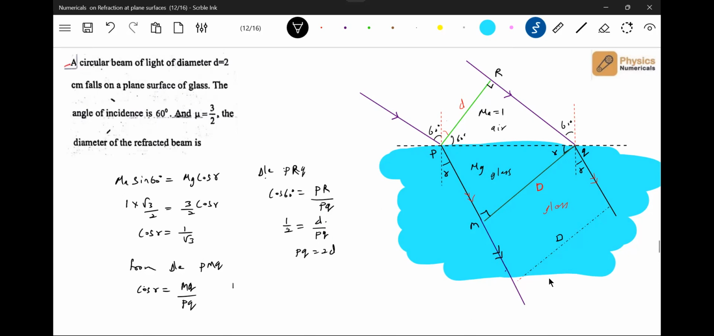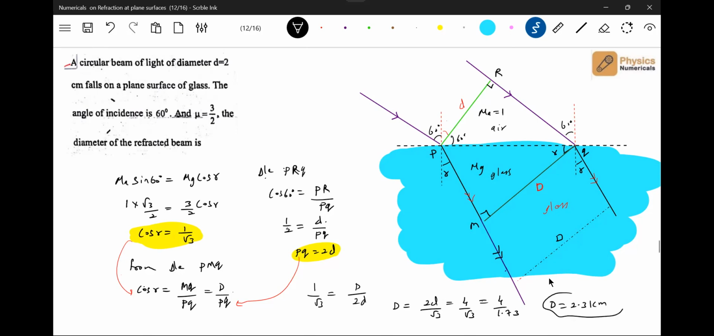Let me substitute here. Cos R is 1 by root 3, MQ is equal to D. I'll substitute these things here: PQ equal to D, cos R equal to 1 by root 3, in this equation. B equal to how much? 2 centimeter. So 4 by root 3. So root 3 is how much? 1.73. 4 divided by 1.73 is 2.31. Okay, this will be our answer.